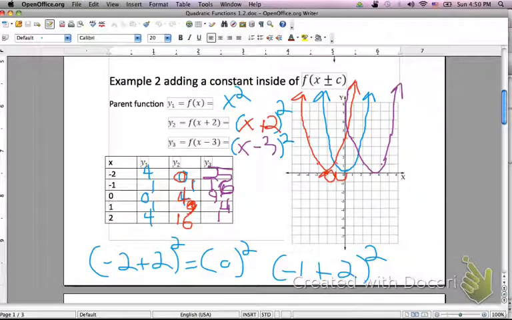Well, okay, so notice we subtracted 3, so our function moved to the right, and it was 3 spaces for that 3. So simply, if we subtract something from x, we move to the right. If we add something to x, we move to the left.